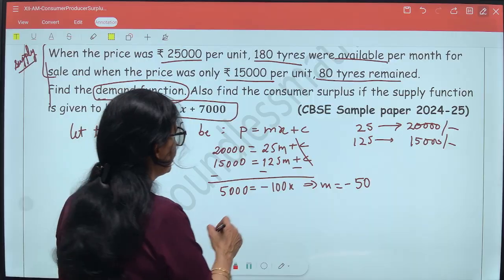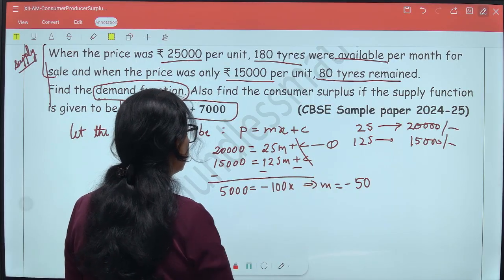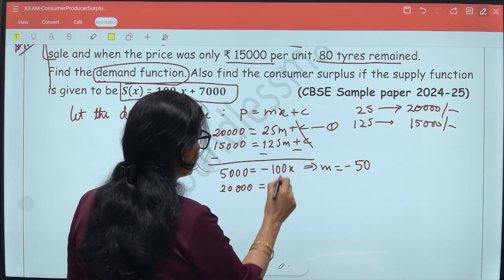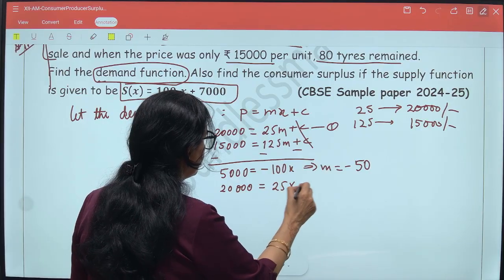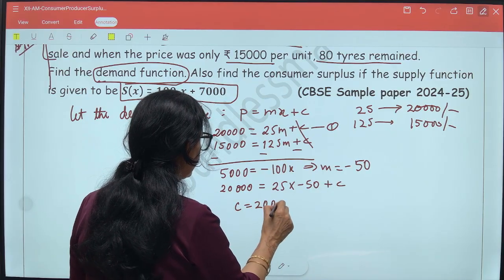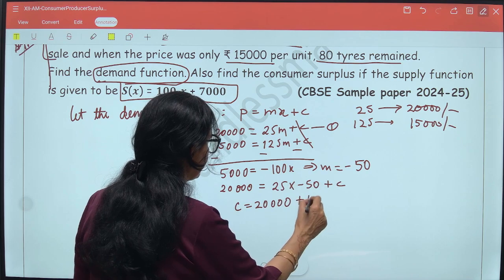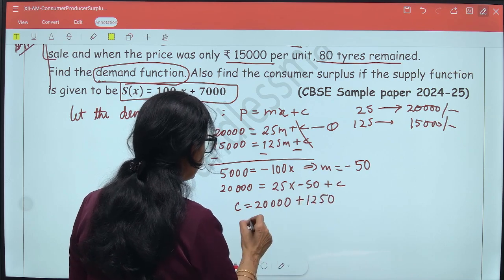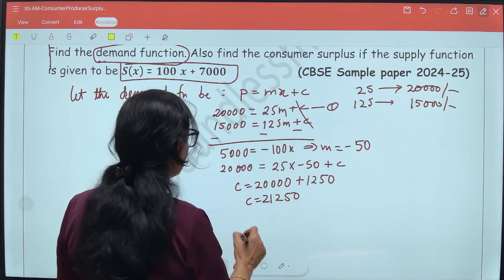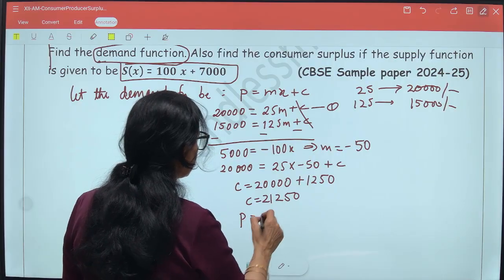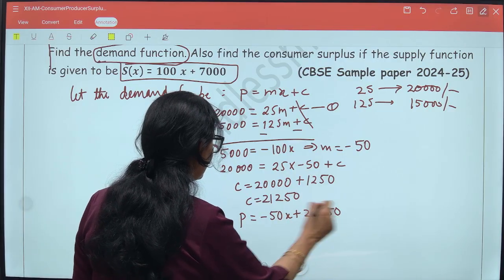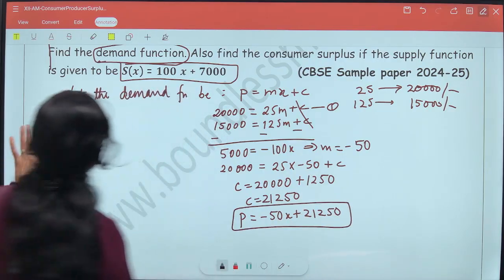Now let's find the value of c by putting in this value in one of the equations. So we have 20,000 is equal to 25 into minus 50 plus c. That means c comes out to be 20,000 plus 25 fives are 125, 1250. So C is 21250. This means the demand function is given by P equals minus 50x plus 21250. So this is your demand function. So the first part of the question is done.